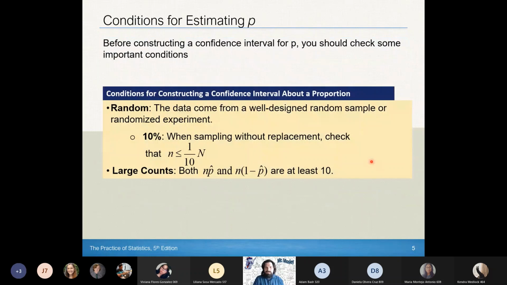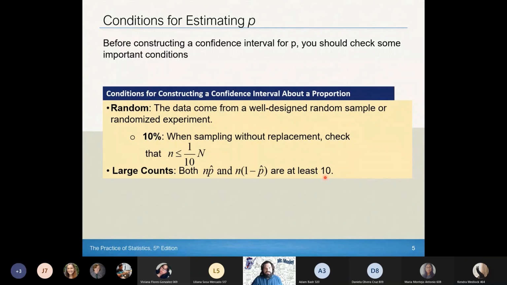So first, we have our conditions for estimating P. Before constructing a confidence interval, you should check some important conditions. It should be random: the data come from a well-designed random sample or randomized experiment. The 10% condition must be met when sampling without replacement, which is typically how we sample in most scenarios. We need to check that n, the sample size, is less than or equal to 1/10 N, where the big N is the population size. And then we check the large counts condition, that both n p hat, the number of successes in our sample, and n times 1 minus p hat, the number of failures, anything not considered a success, are at least 10.